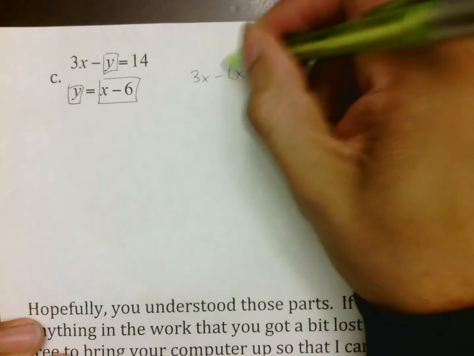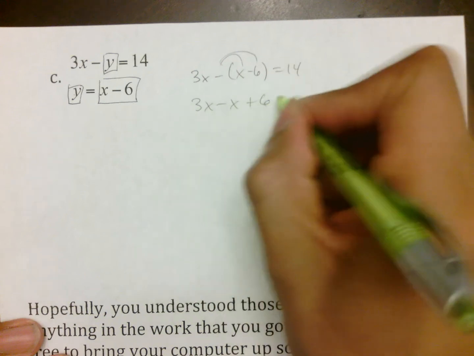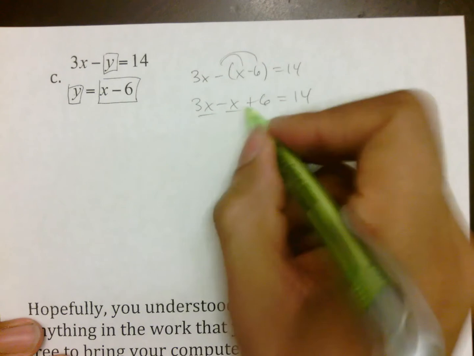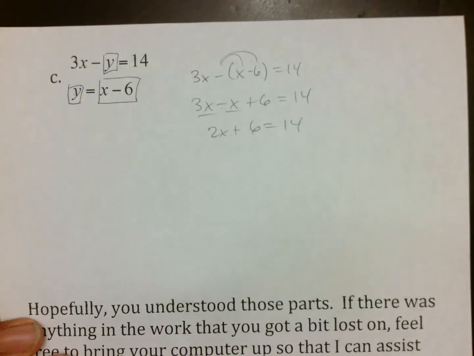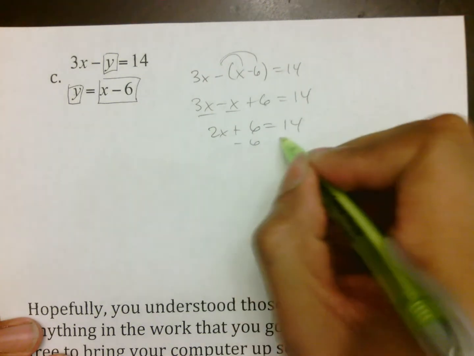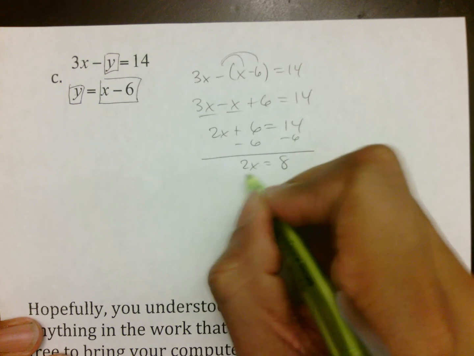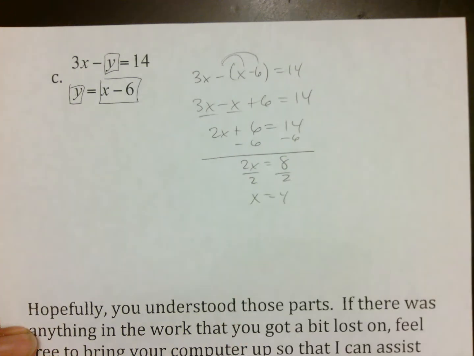We are then again going to distribute that negative. 3x minus x plus 6 equals 14. We're then going to combine terms. You see a pattern, and it gets kind of old after a while, I know, but again, it's a good thing whenever it gets boring, because it means you've practiced it enough that you don't really need to think about it anymore. We then subtract 6 from both sides. We get 2x equals 8, and when we divide by 2, we end up with the answer of x equals 4.